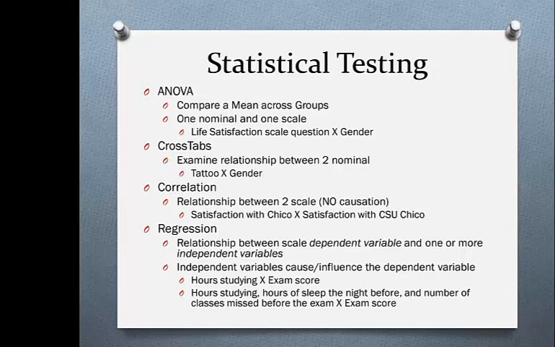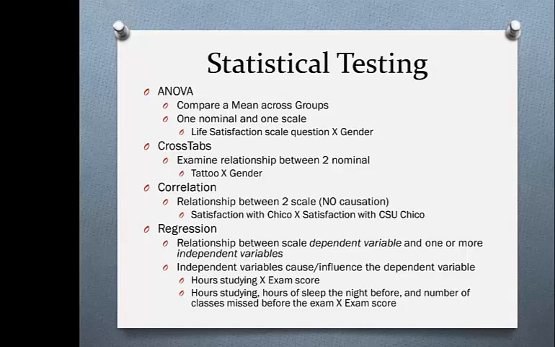The two techniques that we'll be exploring here in Chapter 14 relate to correlations and regressions. It's important to note that both of these techniques deal with scale questions only, and with correlations we look at the relationship between two scale questions where there's no causation. We just see these two variables moving in tandem or related somehow. For example, satisfaction with Chico and satisfaction with Chico State. We're not proposing that one causes the other, we're just saying that they're related. As one goes up, the other probably goes up. That would be a positive correlation example.